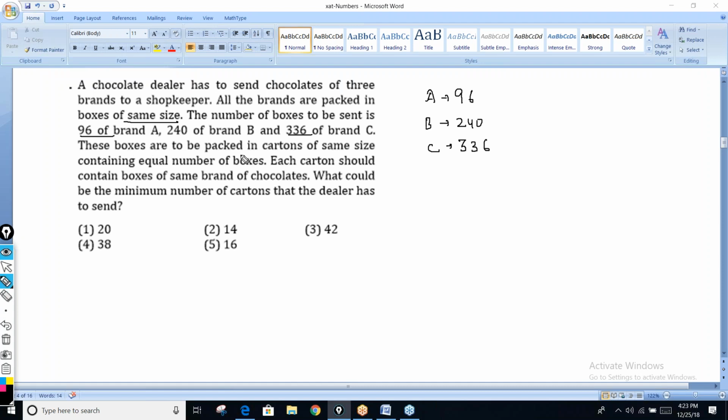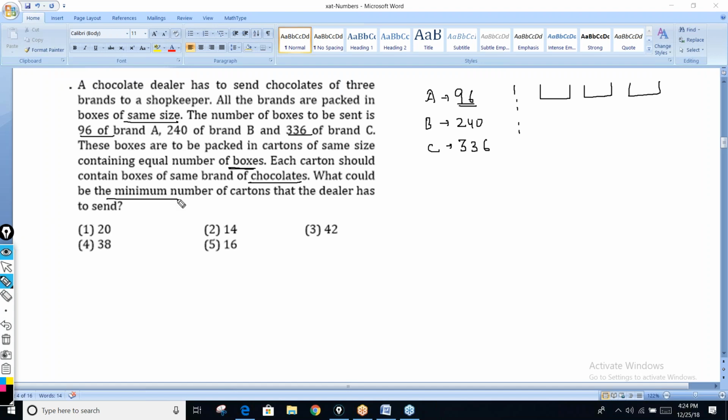These boxes are to be packed in cartons of the same size, so the cartons have to be the same size, containing an equal number of boxes. Each carton should contain boxes of the same brand of chocolate, so each carton can have only the same brand. What could be the minimum number of cartons that the dealer has to send?